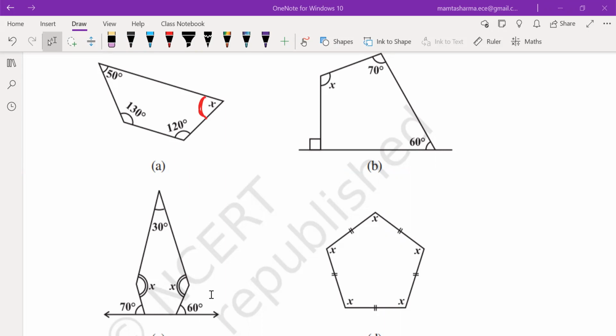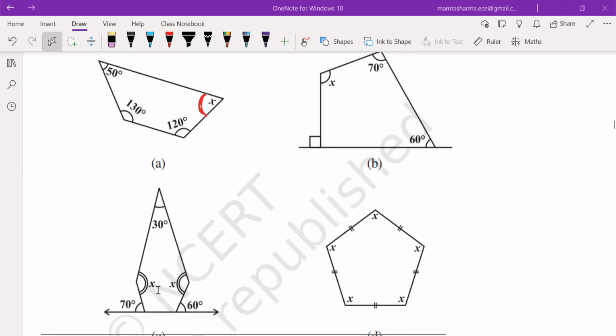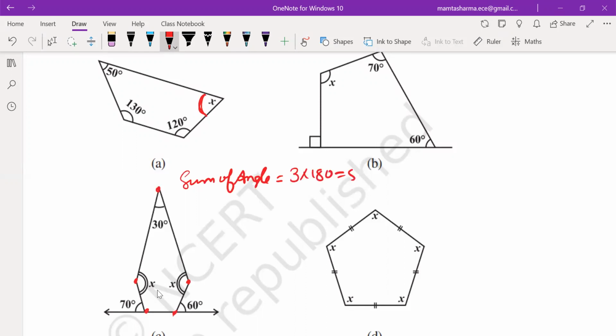This is a pentagon, right? So for a pentagon the total sum of angles would be? Ma'am, 360 degrees. So 360 by 5 is 72. No, this will not be. Ma'am, you made a mistake. 540, ma'am. Yes. Since it is a pentagon, how many sides are there? 1, 2, 3, 4, 5. So for a pentagon, the sum of angles will be 5 minus 2, 3 into 180, 540. Total angle will be 540.